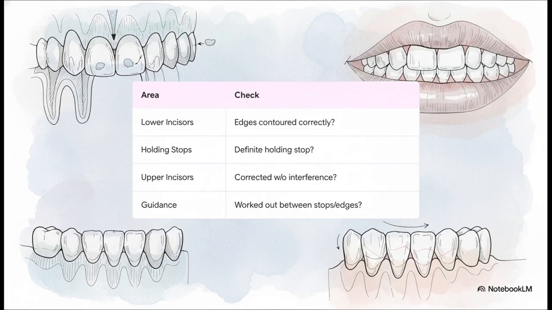1. Can the lower incisor edges be correctly contoured? 2. Is there a definite, solid holding stop for each lower incisor edge against the upper lingual surface? 3. Can you correct the upper incisors without interfering with the neutral zone and the patient's lip closure path? And 4. Is your anterior guidance perfectly established between your centric stops and upper edges?